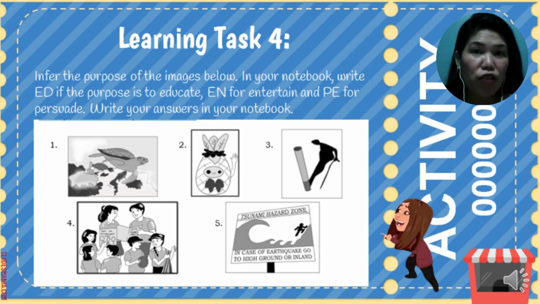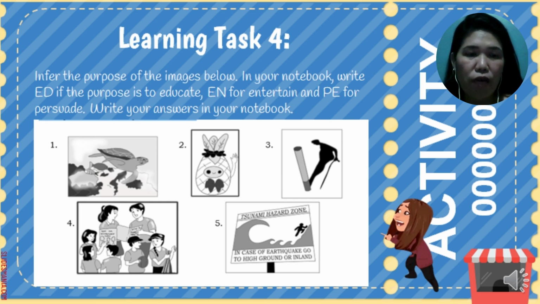So you may want to get your module, so you can take a look at your module while I am explaining it in this video. Let us start with learning task number 4. In this module, you are asked to infer the purpose of the images below.